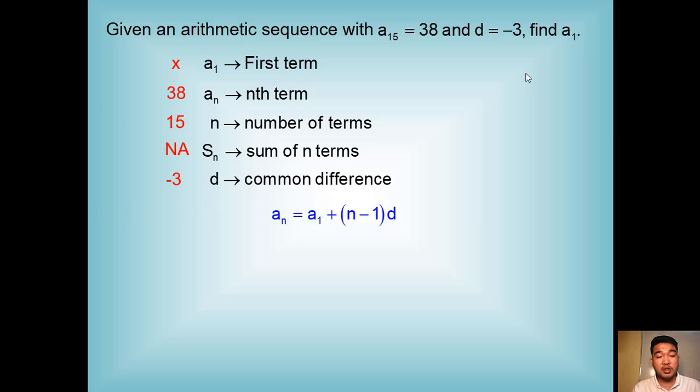So, using the formula a sub n equals a sub 1 plus the quantity of n minus 1 times the common difference, we can already solve for a sub 1. So by substitution, we will have 38 equals x plus the quantity of 15 minus 1 times negative 3. So you will have 15 minus 1 is 14 times negative 3, and then you transpose it from left to right, so you will have x equals 80.